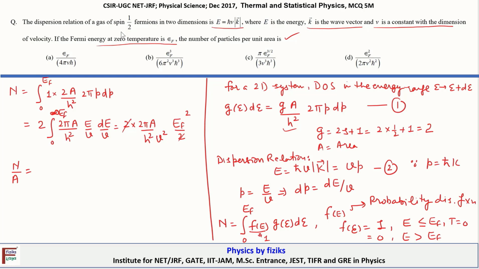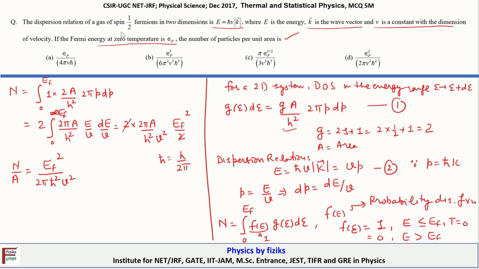So n by a is equal to ef square divided by 2 pi h cut square. Because h cut is equal to h upon 2 pi, so h cut square, here we have multiplied by 2 pi in the numerator as well as in the denominator. Okay, and then multiply by v square.